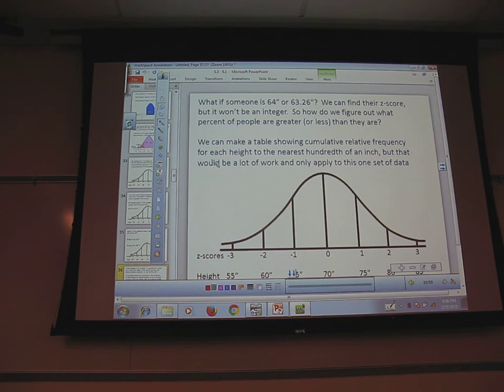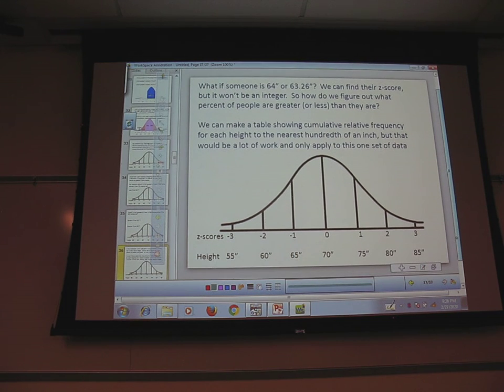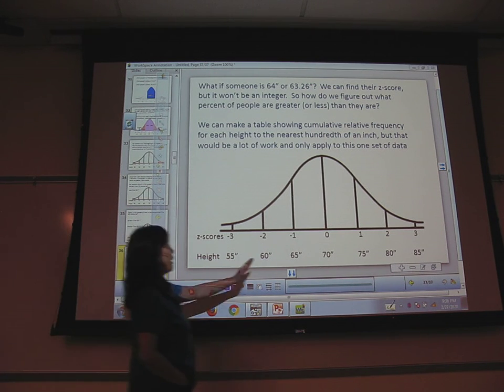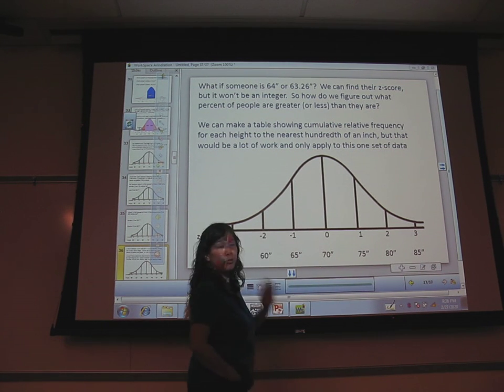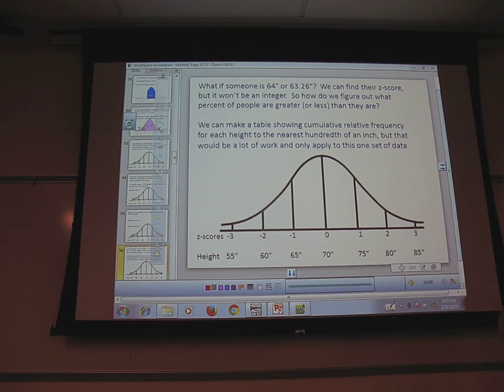Rosa, go ahead. What if someone is 64 inches or 63.26 inches? We can find their z-score, but it won't be an integer. So how do we figure out what percent of people are greater or less than they are? We can make a table showing cumulative relative frequency for each height to the nearest hundredth of an inch. That would be a lot of work and only apply to this one set of data. Right, we could do that. We could find it for like 66 inches and 66.5 inches, and figure out what all these things are. It'd be a pain in the butt. It would only apply to men in California, with an average of 70 inches.